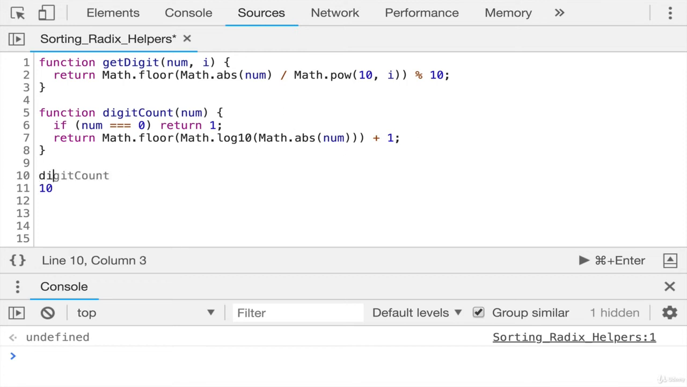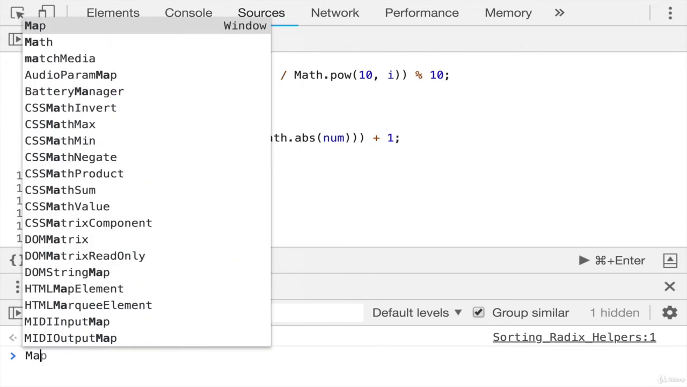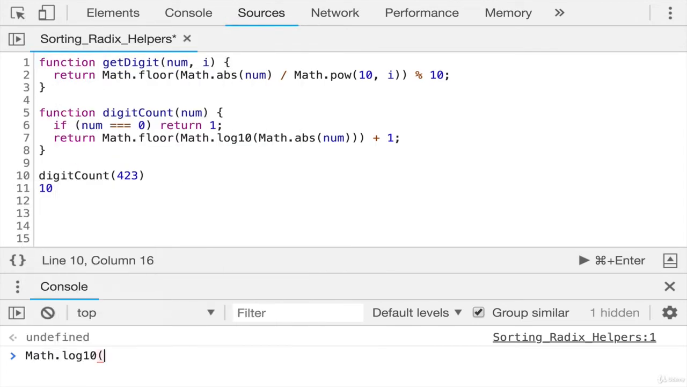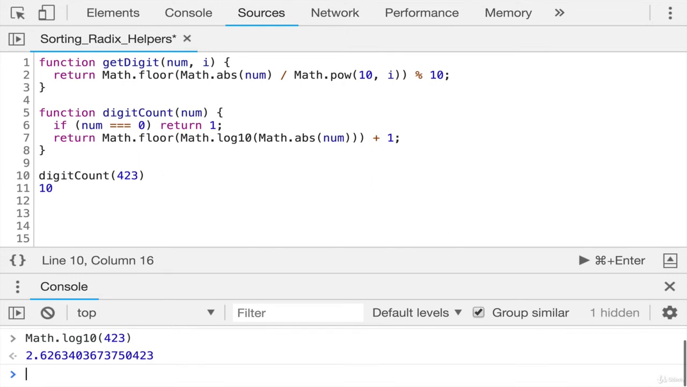So if I called digit count on, let's do 423. 10 to what power gives us 423? Well, it's not going to be a nice clean number. So that's why we do the floor. But let's do math.log10 of 423 gives us this. And when we floor that, we get 2 because we're just getting rid of that. So our answer here was 2.